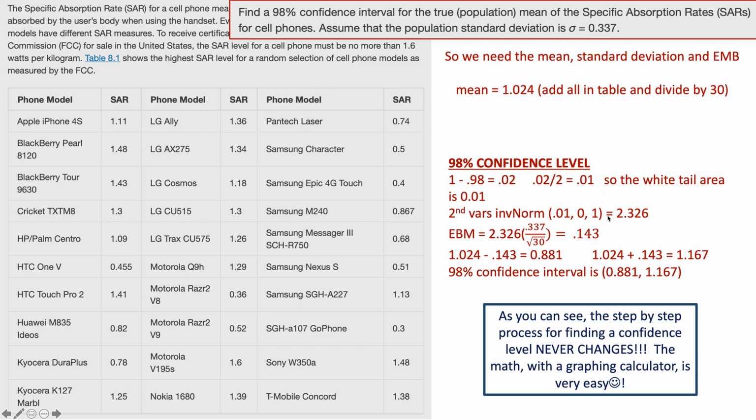As you can see, the step-by-step process for finding a confidence level never changes. Furthermore, the magician in the hat always does the tough stuff, steps 2 and 3 in the process. What are you responsible for knowing? You're responsible for figuring out the area of the white tail. That's just 1 minus the green area, and then divide by 2 for the 2 tails. Then you're responsible for knowing that you need to add and subtract the error bound from the mean. That spreads out the green area, or represents the symmetry of the green area, the plus and the minus.